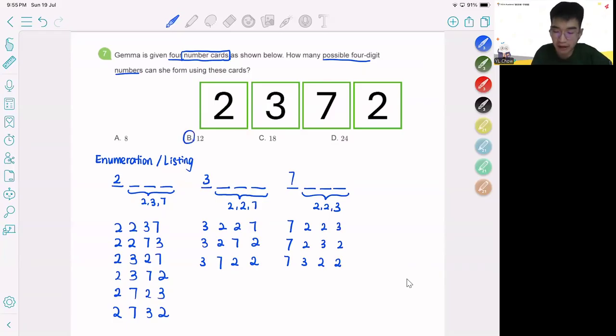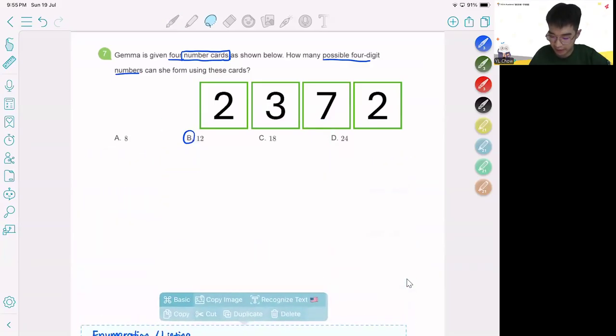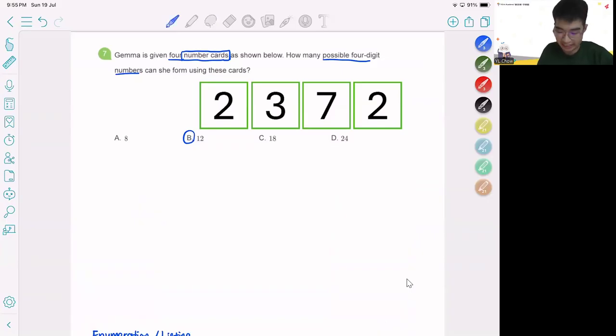There are actually 12 of them in total. Now, this is the first way of doing this using enumeration or listing, right? But some of you might think, Teacher Yonglam, can I use addition and multiplication principle to do this? Yes, right? So let's show the second method. What if I use addition and multiplication principle, right?